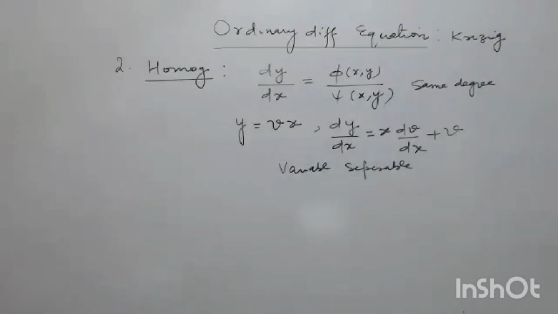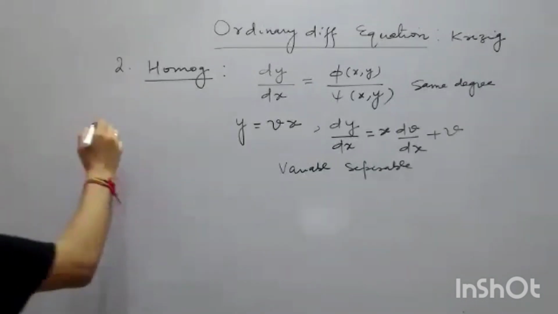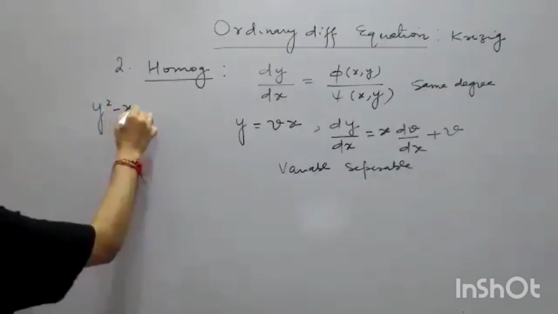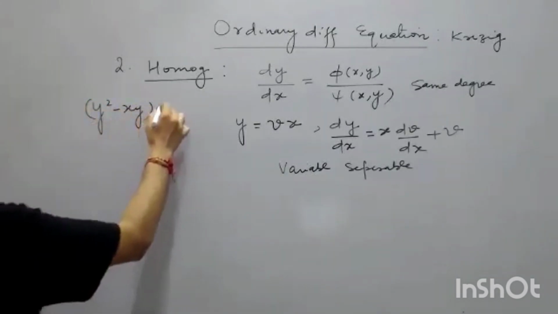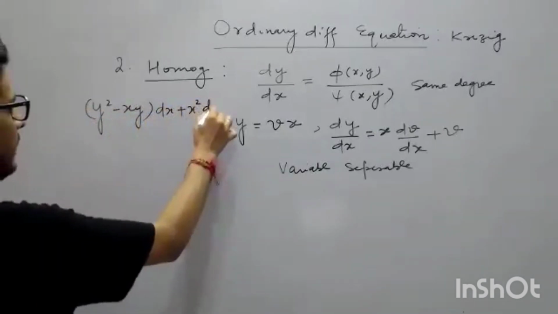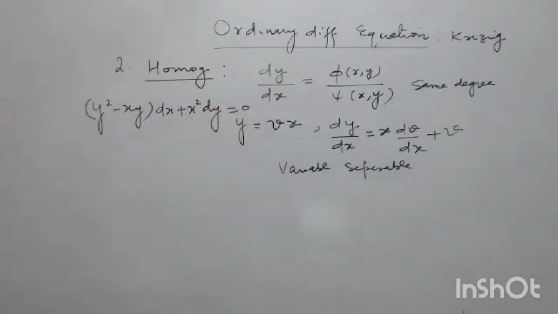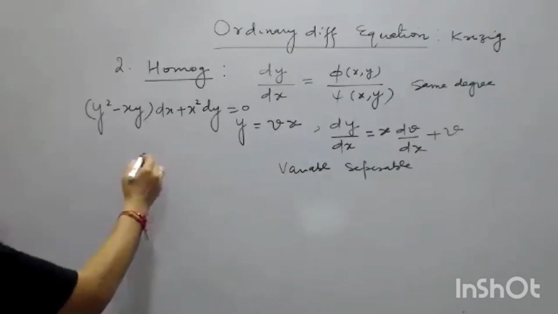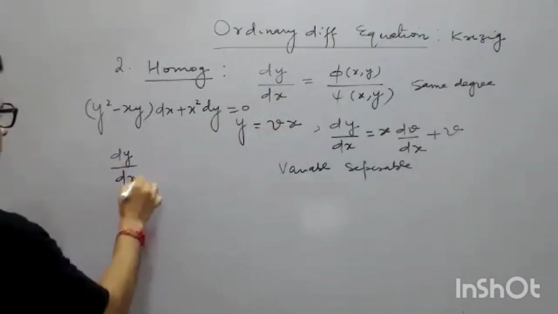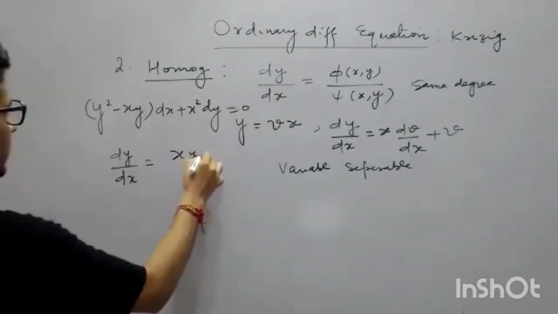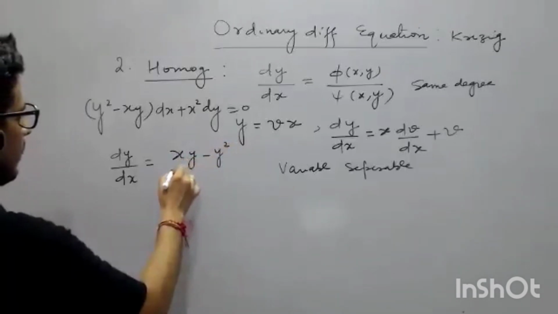Suppose I take an example: (y square minus xy) dx plus x square dy is equal to 0. Suppose this is the problem that we want to solve. So write this as dy by dx in this form. Dy by dx will become (xy minus y square) over x square.